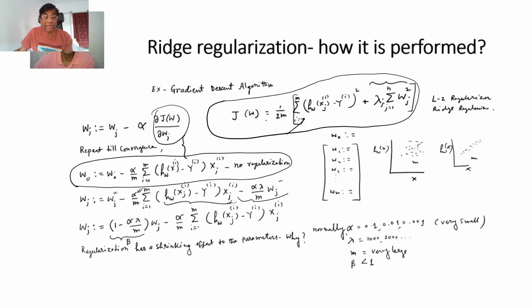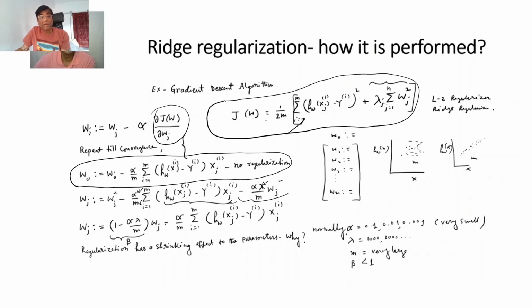Alpha is the learning rate, m is the number of samples, lambda is actually the penalty term, which is again a hyperparameter we will select. So these are the things. Now you see, if you make a little bit of algebra, then you see the wj is always multiplied with a term, 1 minus alpha times lambda divided by m.